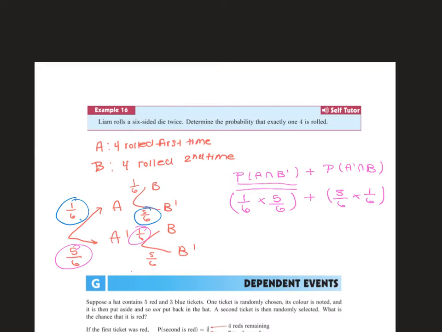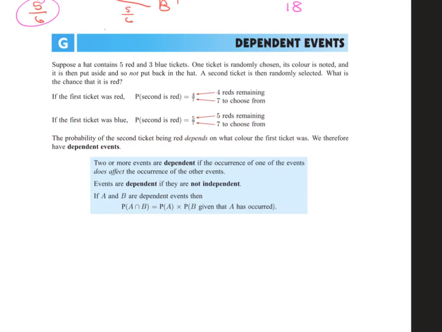When you multiply these two parts of the expression and you simplify your fraction, in the end you get 5/18. That can be represented as a fraction, as a percent, or as a decimal. You should remember that your final answer should be simplified. Moving on to dependent events.